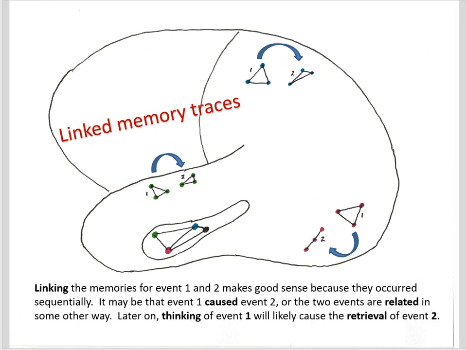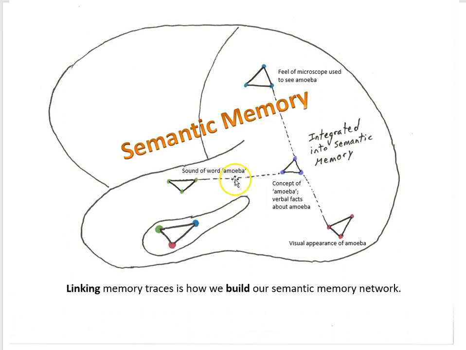Now, linking the memories for event 1 and 2 makes good sense because they occurred sequentially. It may be that event 1 caused event 2, or the 2 events are related in some other way. Later on, thinking of event 1 will likely cause the retrieval of event 2. And that's really a useful feature of a memory system if event 1 and 2 are related in important ways. And so this is how we can build up our semantic memory. Linking memory traces is how we build our network.